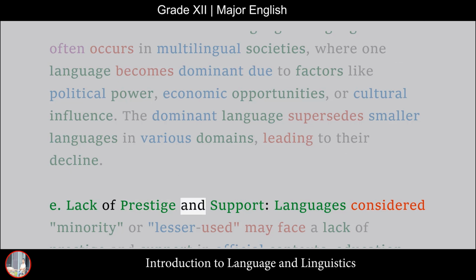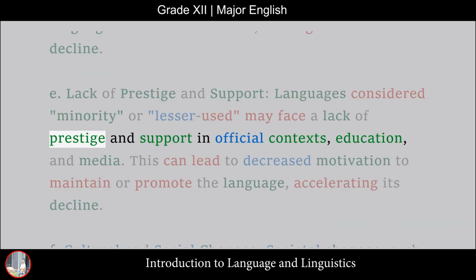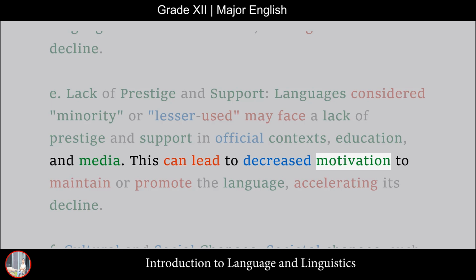E. Lack of prestige and support. Languages considered minority or lesser used may face a lack of prestige and support in official contexts, education, and media. This can lead to decreased motivation to maintain or promote the language, accelerating its decline.